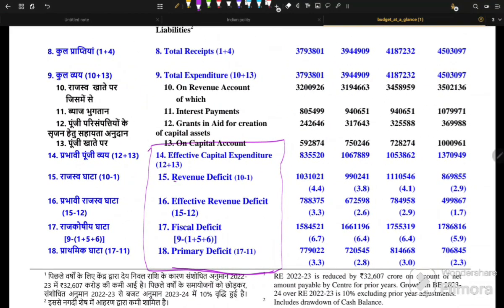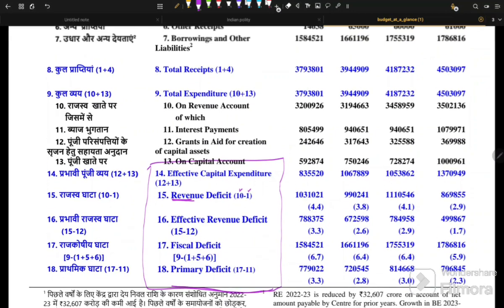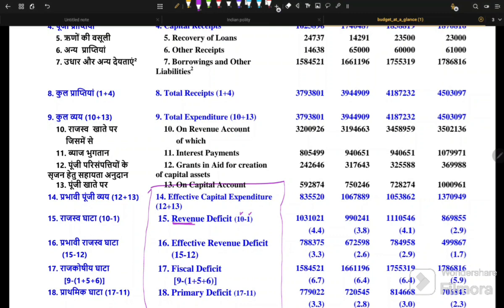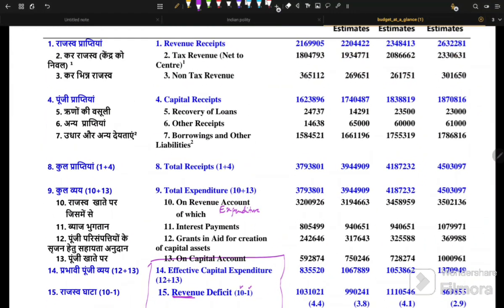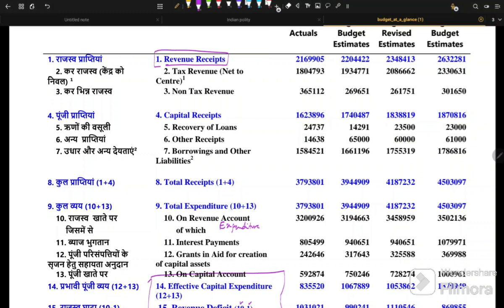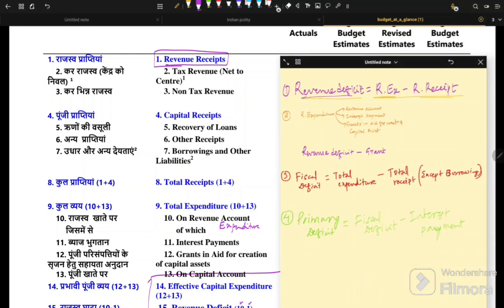I take the first term, that is revenue deficit. Revenue deficit means they have given 10 minus 1. What is 10? If you can see here, this is the revenue account, which is nothing but revenue expenditure, because this term comes under the total expenditure. Then minus 1. Where is 1? Revenue receipt. So we get a formula: revenue deficit is equal to revenue expenditure minus revenue receipt.